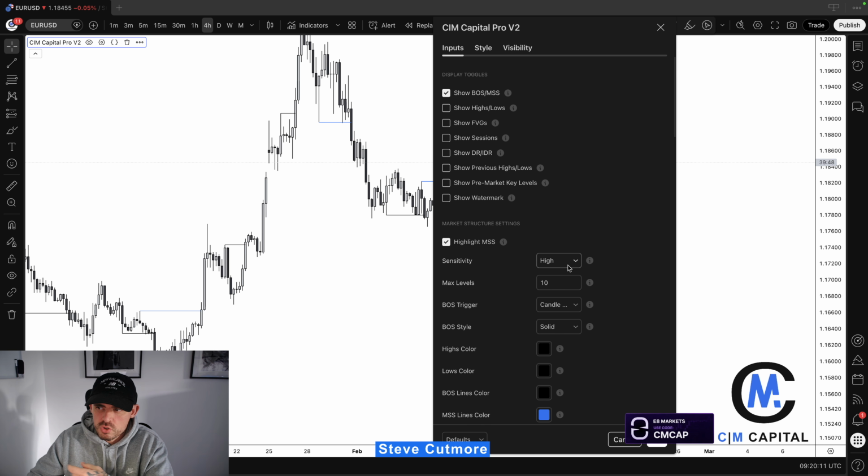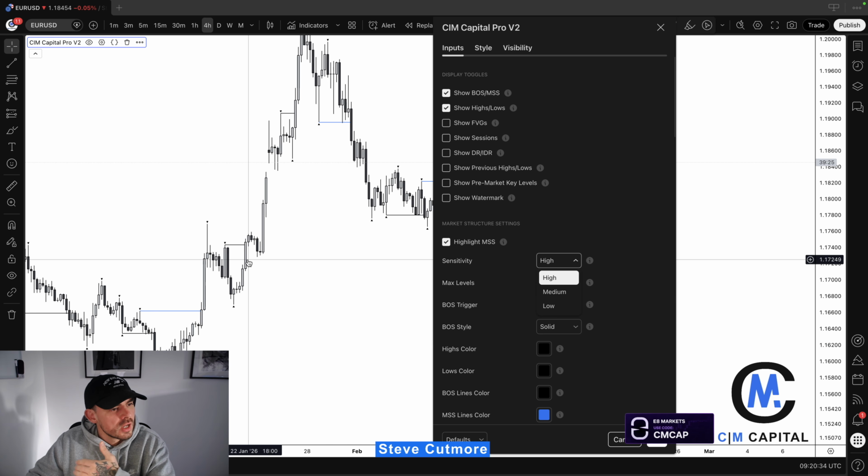Sensitivity is what controls the breaks of structure and the highs and lows indicator, which I can plot on there. The highs and lows are these triangles, so it shows you where your highs and lows are. Your sensitivity is what is controlling those levels, and there are 3 levels in here. High is going to show you, as you can see, very intricate levels, highs and lows, and it shows you internal ranges and all of that.